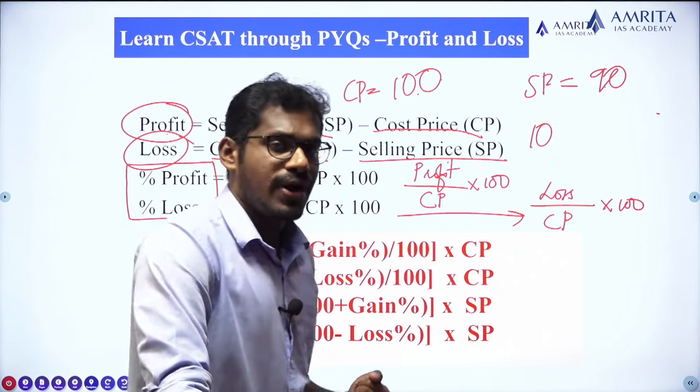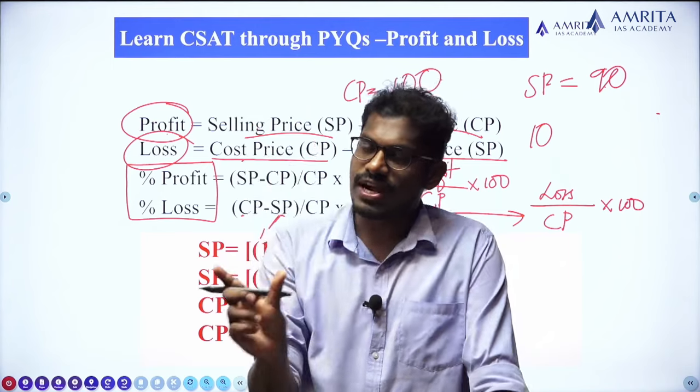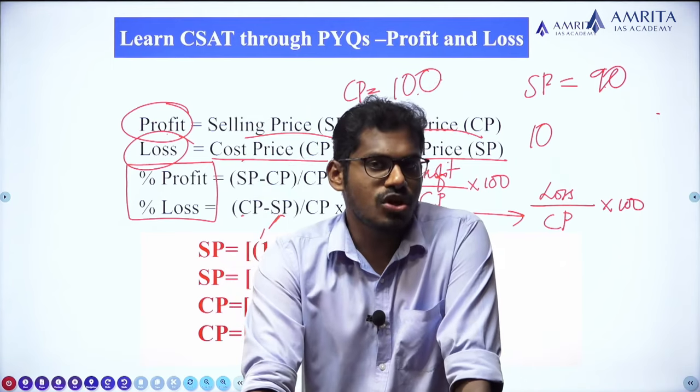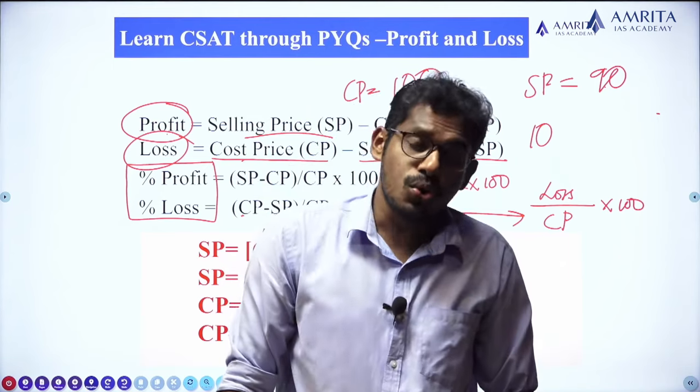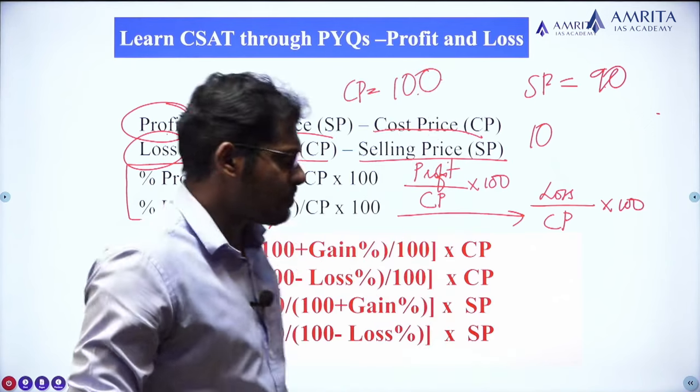Clear? So if you have to find the profit percentage, you have to calculate profit divided by cost price into 100. If you are asked to find the loss percentage, then you have to do the loss divided by cost price into 100. Simple idea. Clear? Okay.